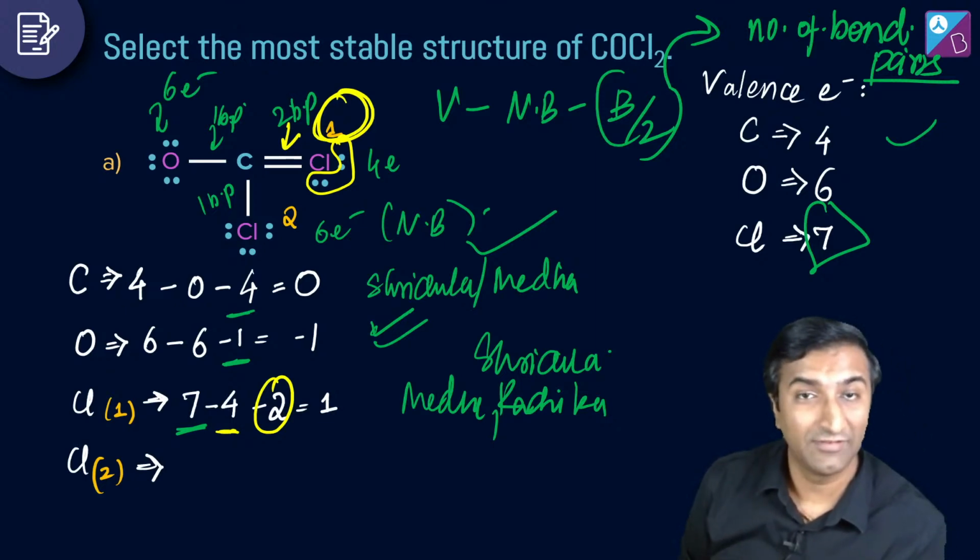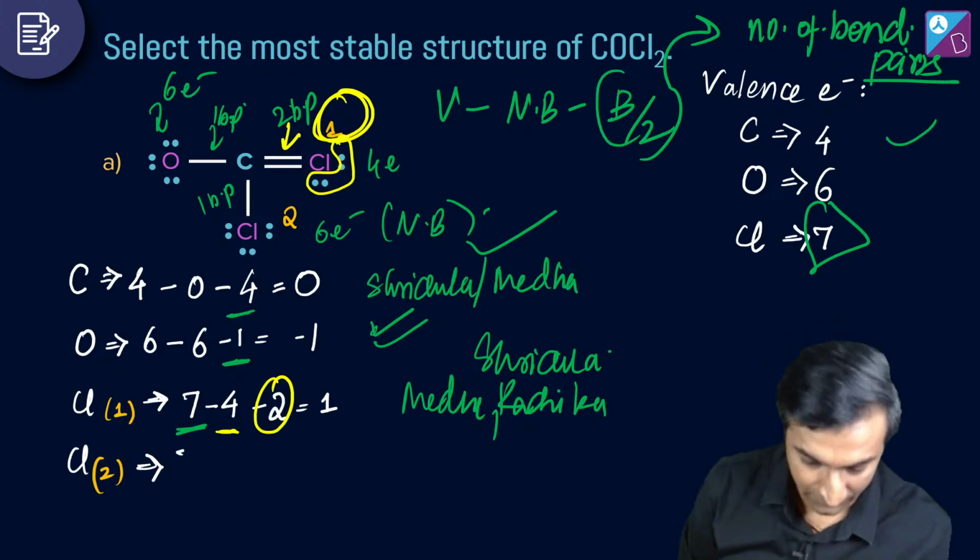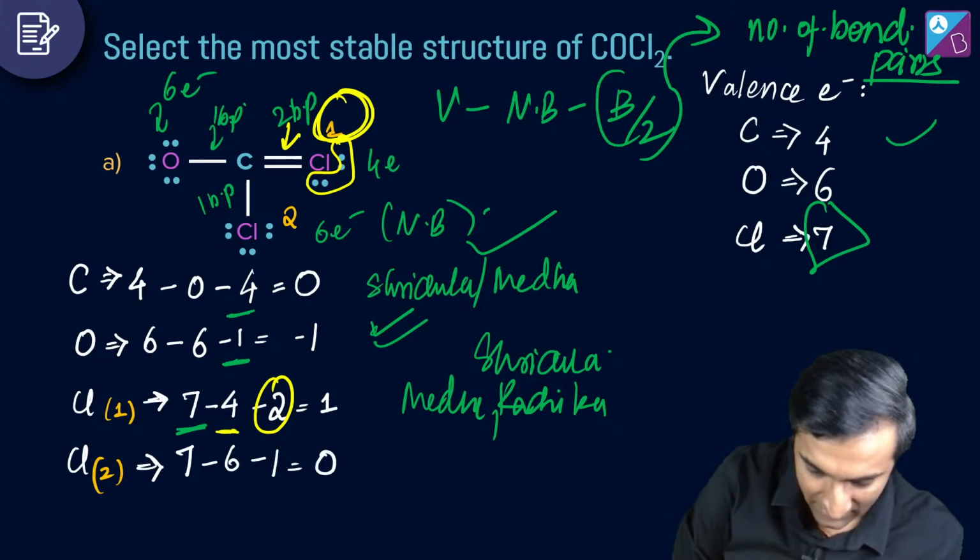So what is Cl2? What is the formal charge of Cl, the second chlorine atom? 0. How do you get 0? Medha and Shrila, absolutely. You guys are on fire, man.